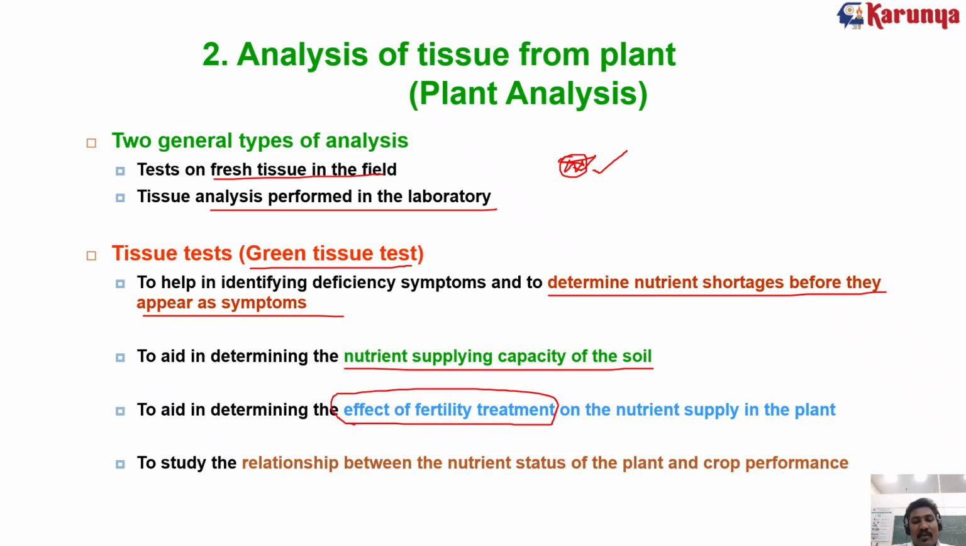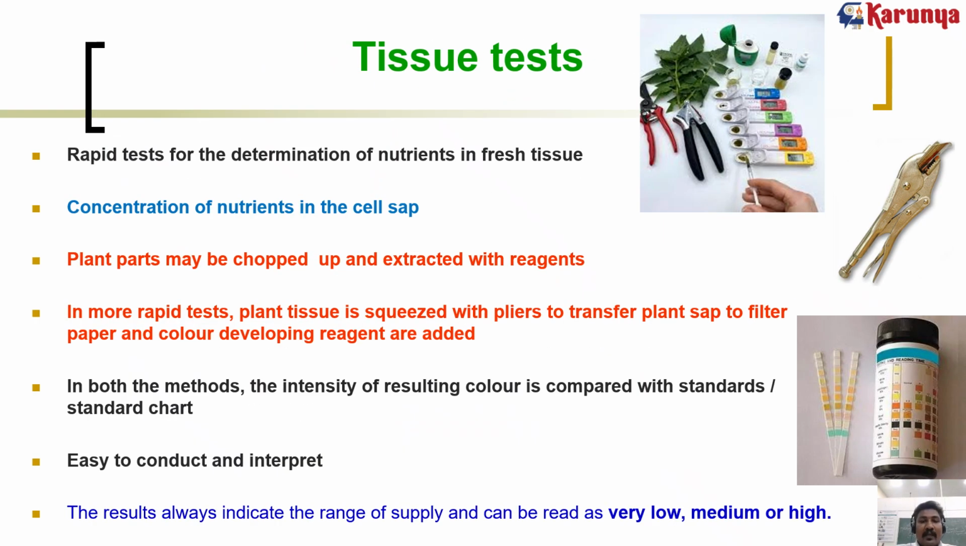Previously you would have got some deficiency symptoms, lost some earnings. So according to that, you might have added some fertilizer or manure. How does that treatment work? How is the nutrient supplying power improved in the soil? And to study the relationship between the nutrient status of the plant and crop performance. The nutrient status of the plant as well as the crop performance you can monitor using this green tissue test analysis. Here is the procedure.